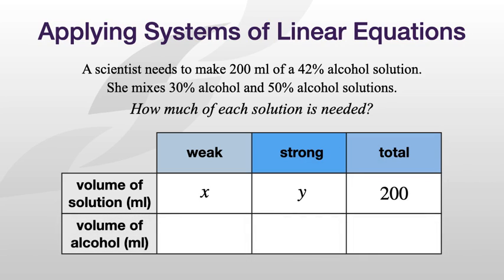30% of the volume of the weak solution is 0.30 times X. 50% of the volume of the strong solution is 0.50 times Y. 42% of the mixture's 200 milliliters is alcohol. 0.42 times 200 milliliters is 84 milliliters. Adding the two parts to form the whole gives us the two equations that model this scenario.